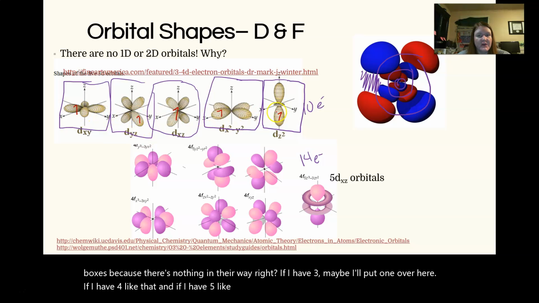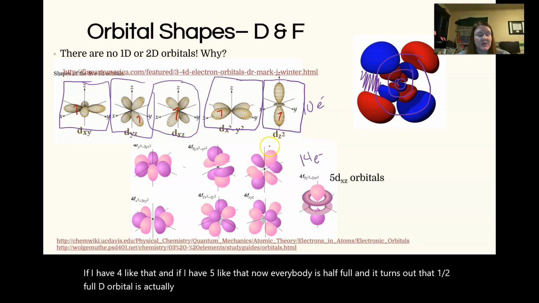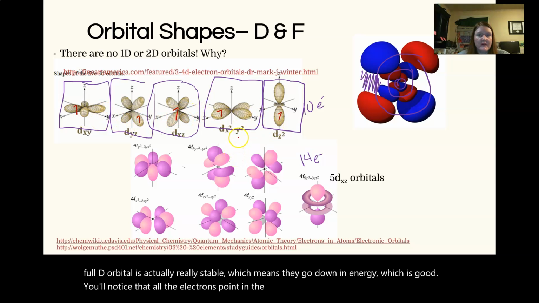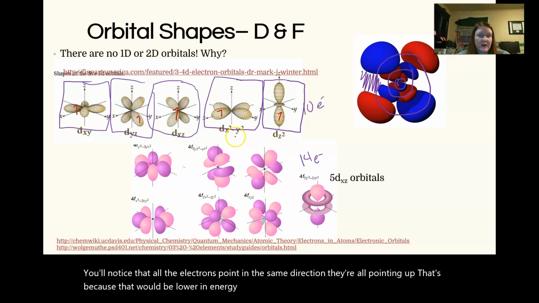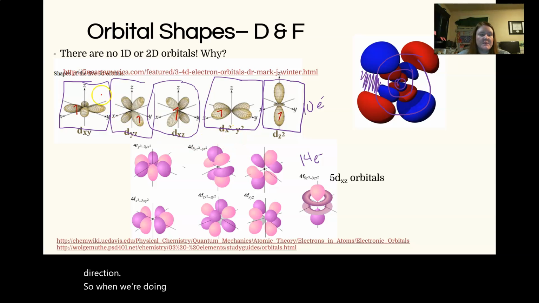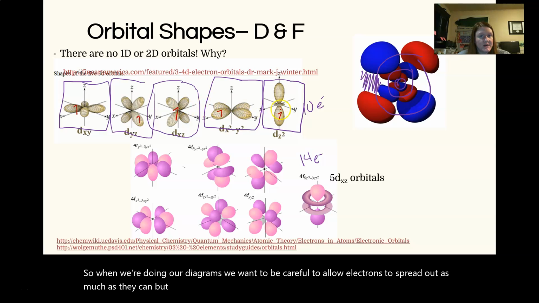Now everybody is half full, and it turns out that a half full d orbital is actually really stable, which means they go down in energy, which is good. You'll notice that all the electrons point in the same direction. They're all pointing up. That's because that would be lower in energy than if 1 or 2 of them are pointing in opposite direction. So when we're doing our diagrams, we want to be careful to allow electrons to spread out as much as they can, but always point in the same direction. That's what Hund's rule says. We won't pair them up like this until we don't have a choice.